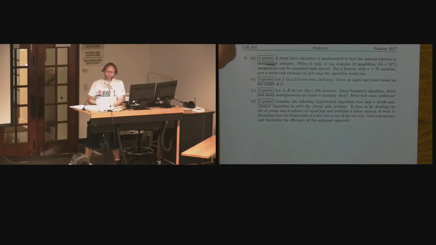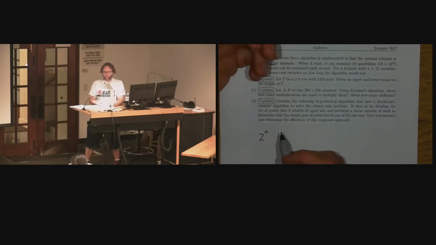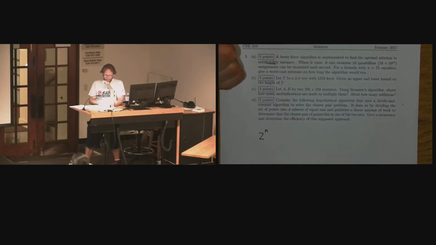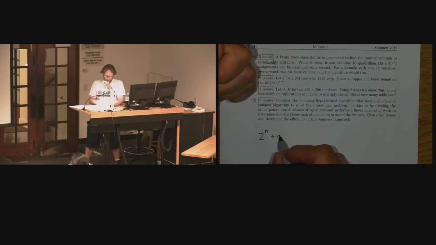Well, how many possible truth assignments are there in satisfiability? 2 to the n. Because if you have n variables, it can be true or false, 2 times 2 times 2, n times. That's the number of possible assignments.